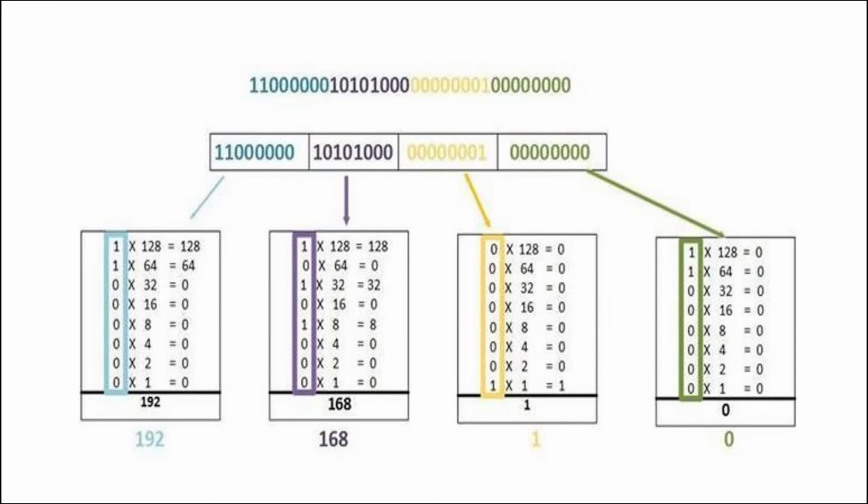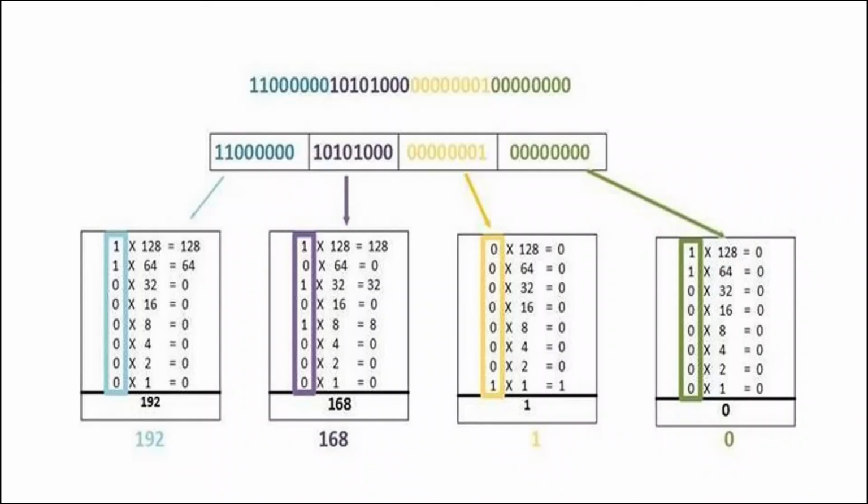Like that we can convert any binary number to a decimal number. You have to get the binary IPv4 address and separate it into 8 bits, because we need to separate 4 octets. Then convert each octet into a decimal number.